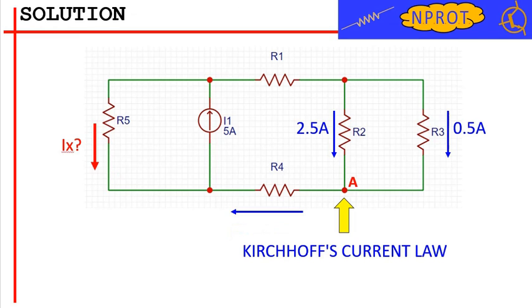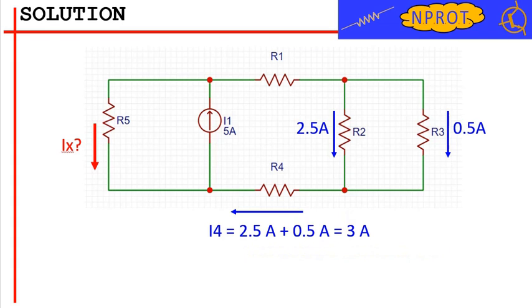To solve the exercise, we refer to node A, indicated in the circuit, and apply Kirchhoff's law of currents which, as known from the theory, establishes that assigned a node of the circuit, the sum of currents flowing into that node is equal to the sum of currents flowing out of that node. It follows that in R4 circulates a current equal to the sum of the currents circulating in R2 and in R3. We therefore have that I4 is equal to 2.5 amperes plus 0.5 amperes, which is equal to 3 amperes.